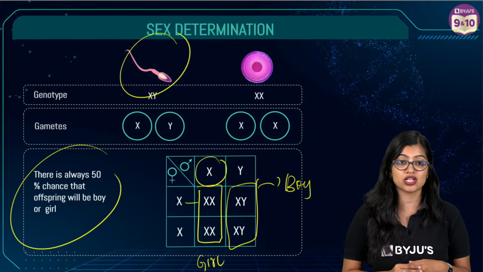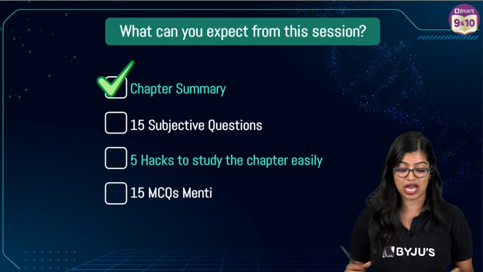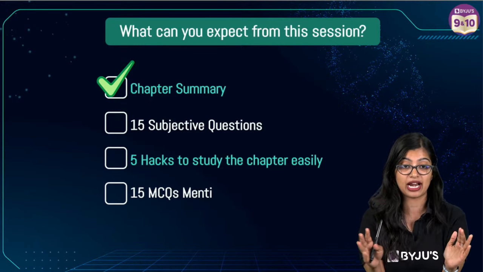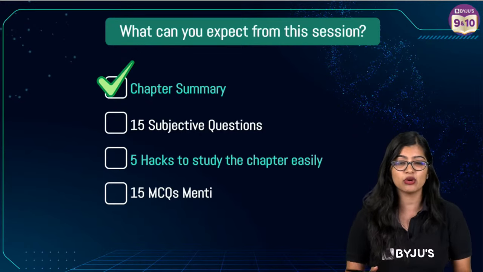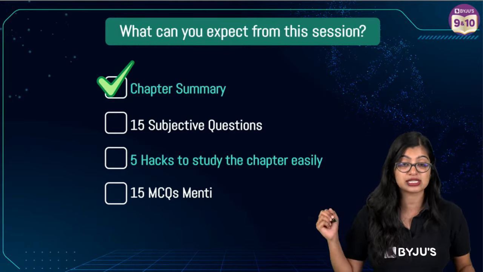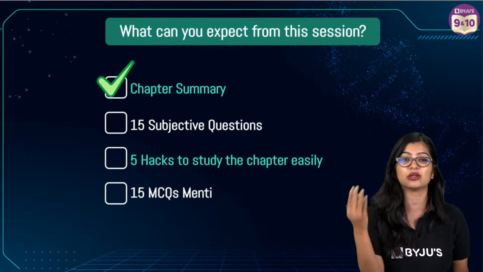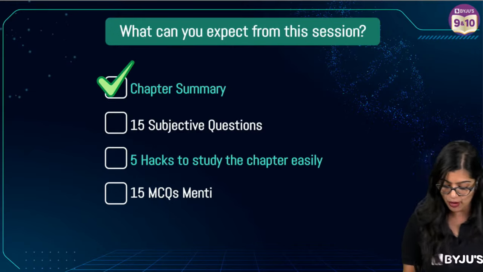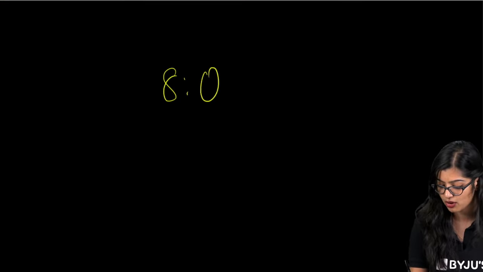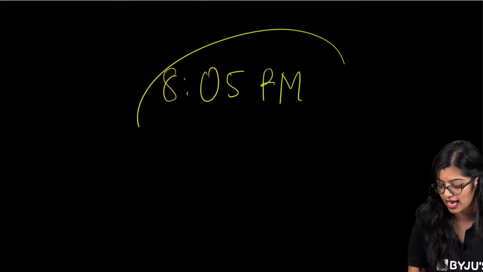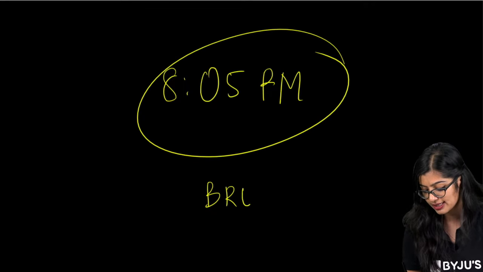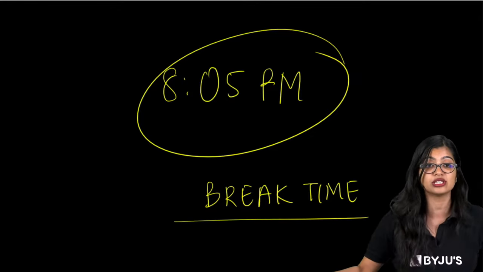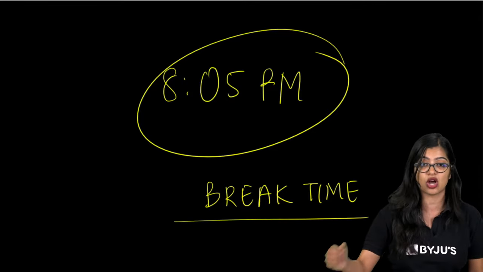With this, we have quickly summarized our chapter. Like I promised, by 8 o'clock I have summarized it all. So I'm going to give you a 5-minute break, after which we'll start with our 15 subjective questions. The more we practice, the sooner we'll be able to wind up. We will start at 8:05 p.m., so until then it is break time. Before I get started with the questions, I will do a quick doubt solving.